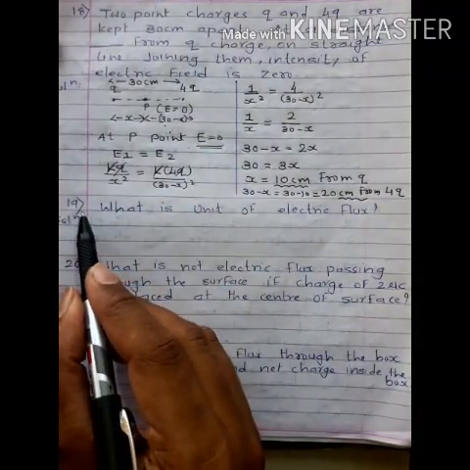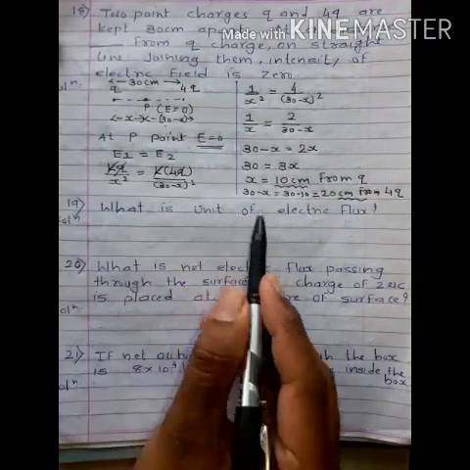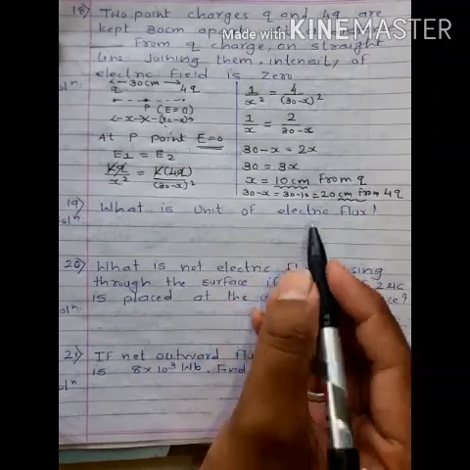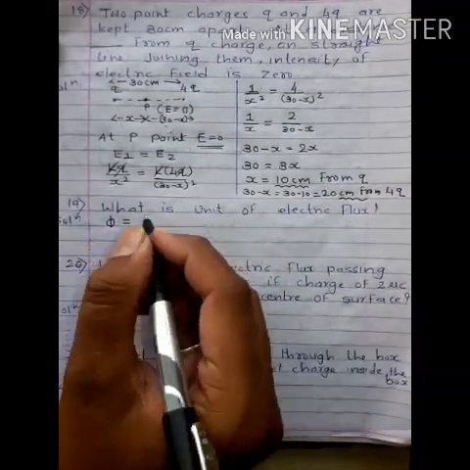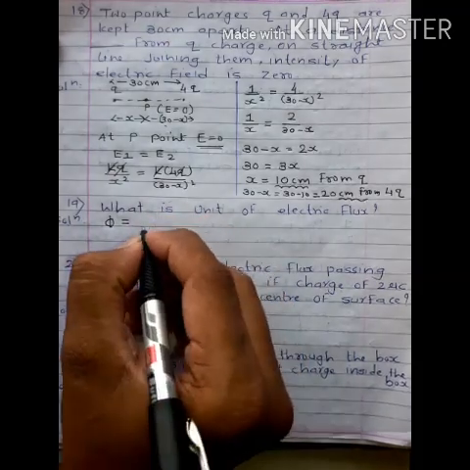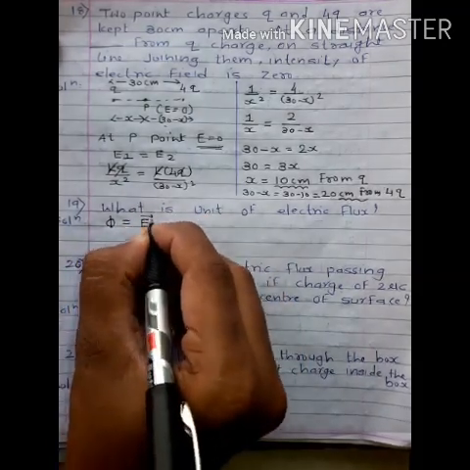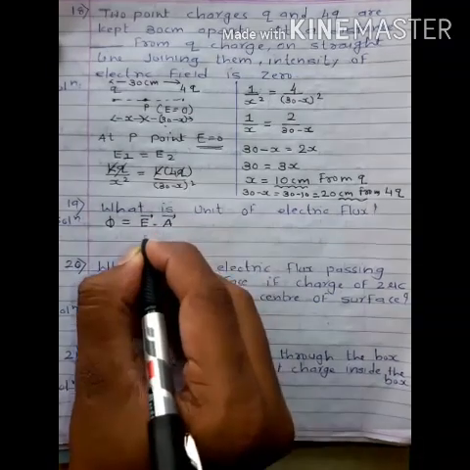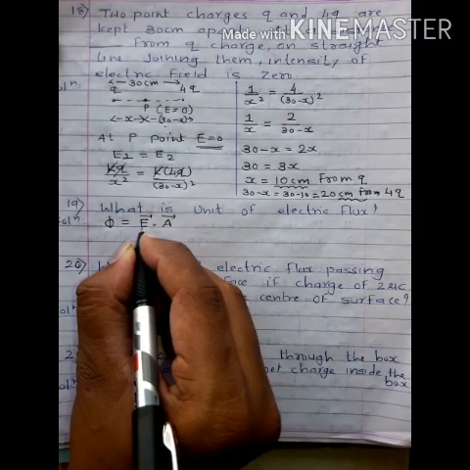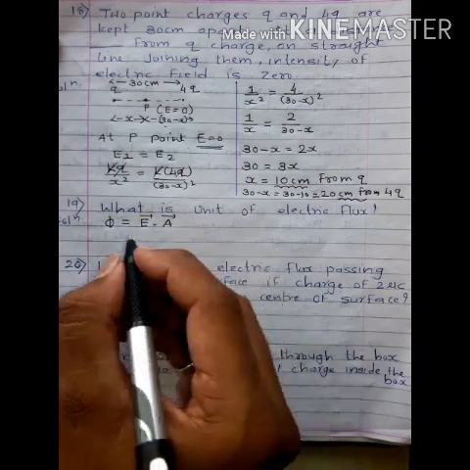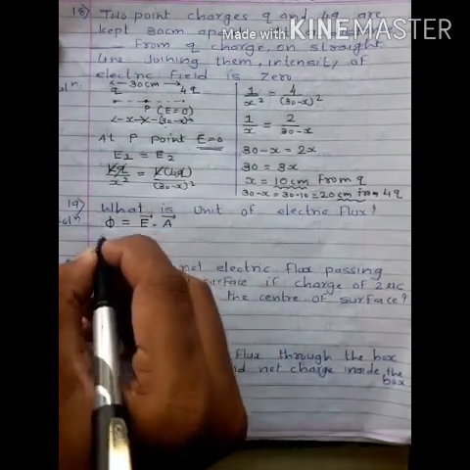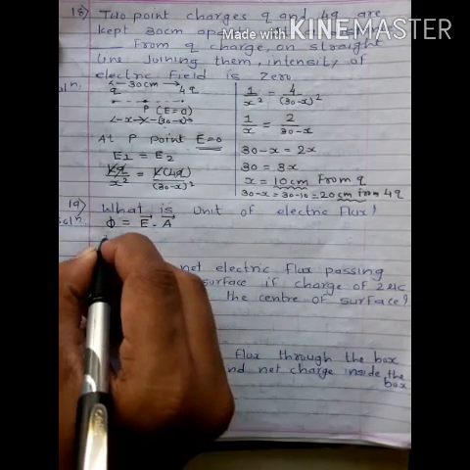Next MCQ, number 19. What is the unit of electric flux? Now remember the standard equation of electric flux. Electric flux phi is equal to vector E dot vector A. Vector E, this is called electric field, and vector A, this is called area vector. So from this equation we can find the unit of electric flux.